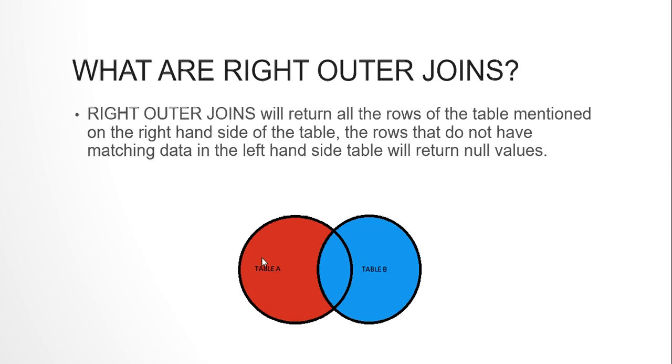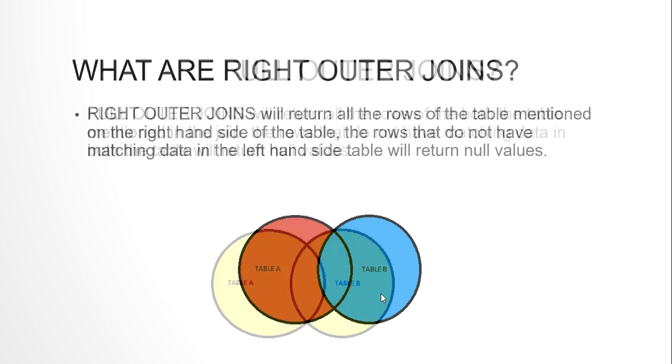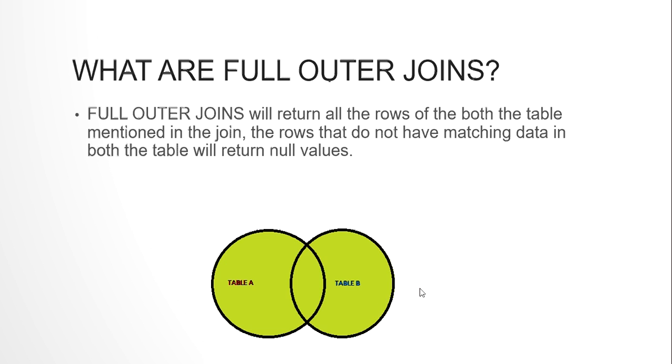And there is something called a full outer join. In this, all the rows from both the tables are fetched. Normally a full outer join would result in m plus n rows. If table A contains m rows and table B contains n rows, then the maximum you can get is m plus n rows. I'll just show you this with an example.